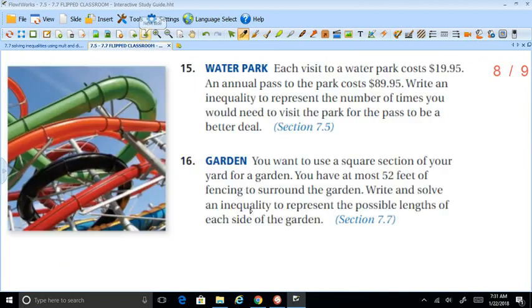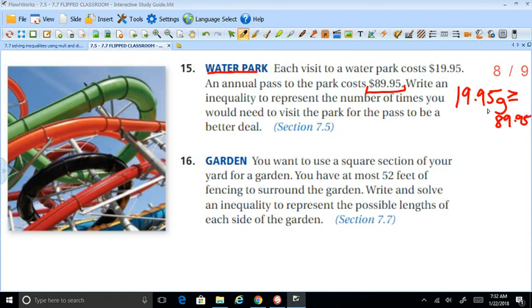Number 15, water park. Each visit to a water park costs $19.95. An annual pass to the park costs $89.95. Write an inequality to represent the number of times you would need to visit the park for the pass to be a better deal. Well, $19.95 every time you go. So we'll call it G for going. And we want that to be more than, greater than, or equal to $89.95.